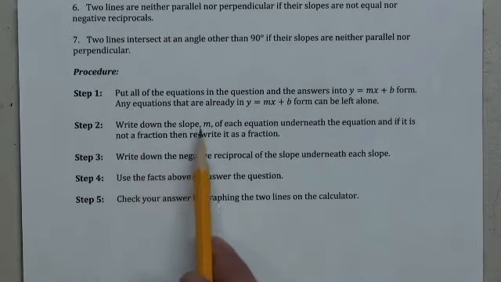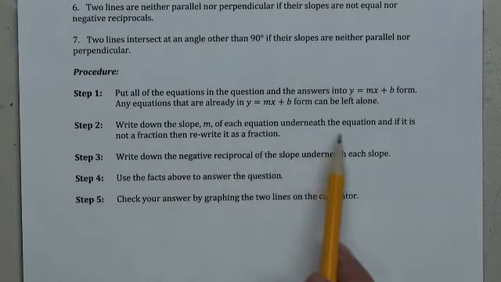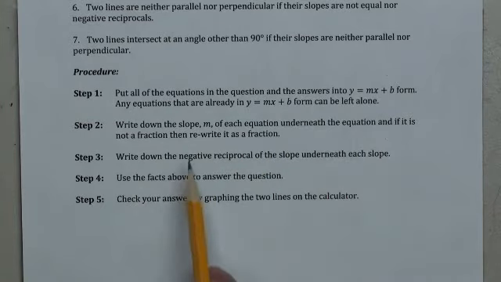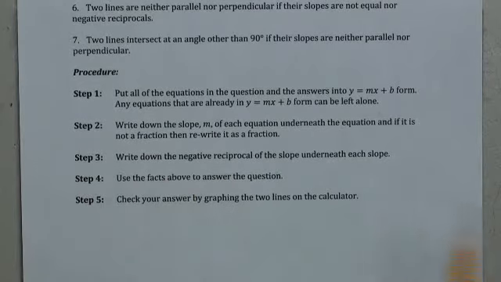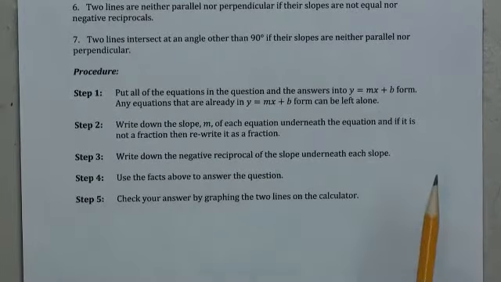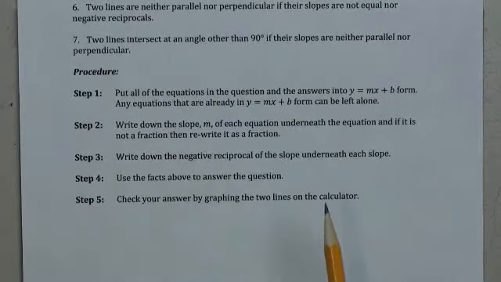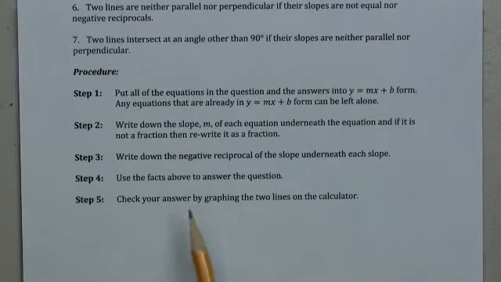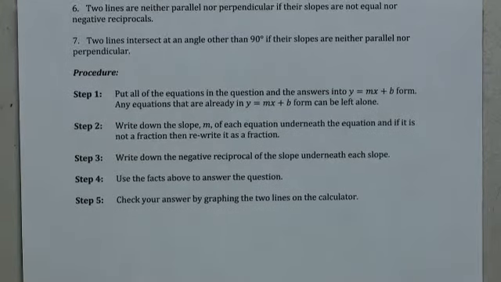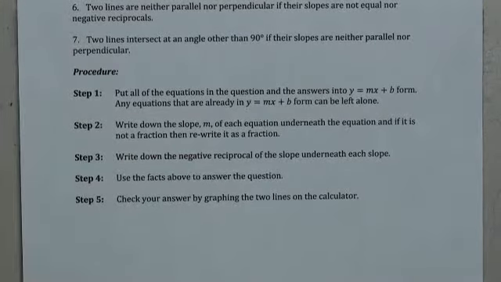Step 2 is to write down the slope m of each equation underneath the equation, and if it is not a fraction, then rewrite it as a fraction. Step 3, write down the negative reciprocal of the slope underneath each slope. Step 4, use the facts above to answer the question. And step 5, check your answer by graphing the two lines on the calculator.